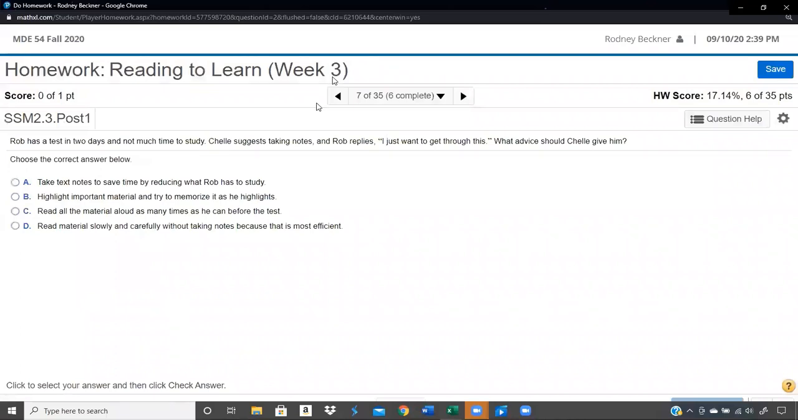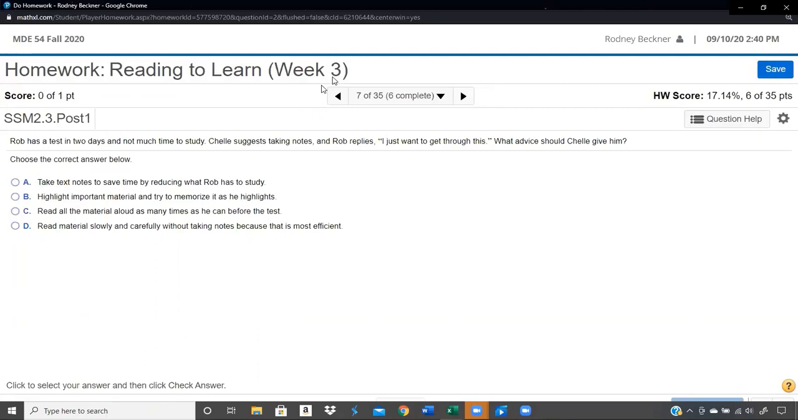All right, this will be our last one. Rob has a test in 2 days and not much time to study. Shell suggests, I hope I pronounced that right, if not, oh well, Shell suggests taking notes, and Rob replies, I just want to get through this. Facts of life, right? What advice should Shell give him?